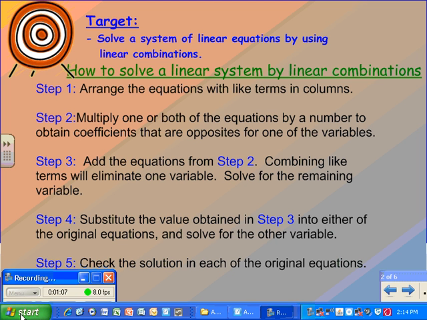So then once everything is in the same columns and we do the multiplication, then we can add the equations together. And by doing this, we combine the like terms, and they will eliminate the one variable. So then we solve for the remaining variable. Once we do that, then we substitute that value that we just got into either of the original equations again, just like before, and then we solve for the other variable, therefore getting the ordered pair solution that we are looking for.